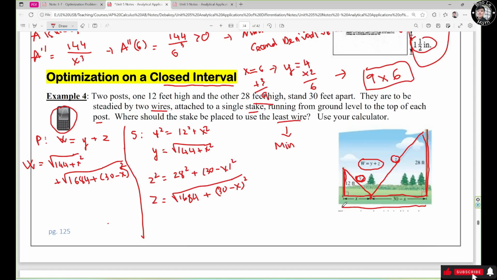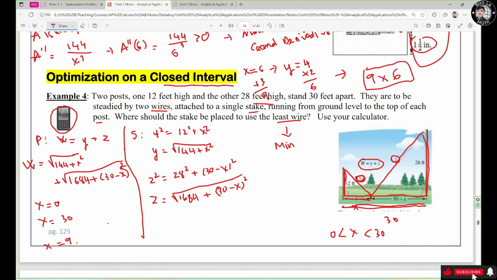Now you need to restrict the domain for the s value, right? The distance from here to here is 30, right? And the distance from here to here is s, right? So s must be greater than 0 and less than 30. So you have three values: s equals 0, s equals 30, and the critical number s equals 9.